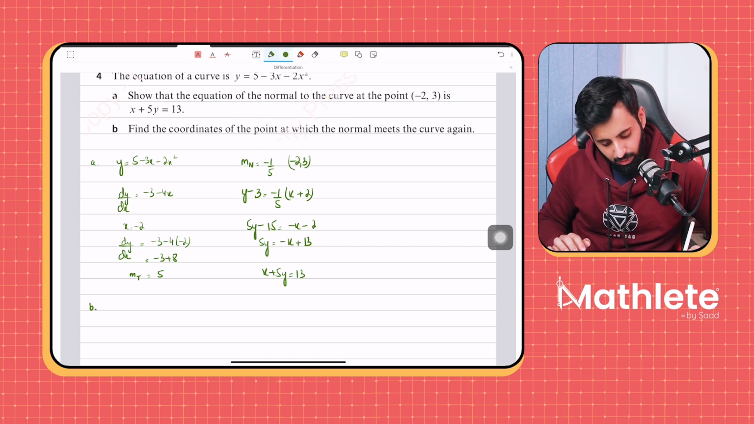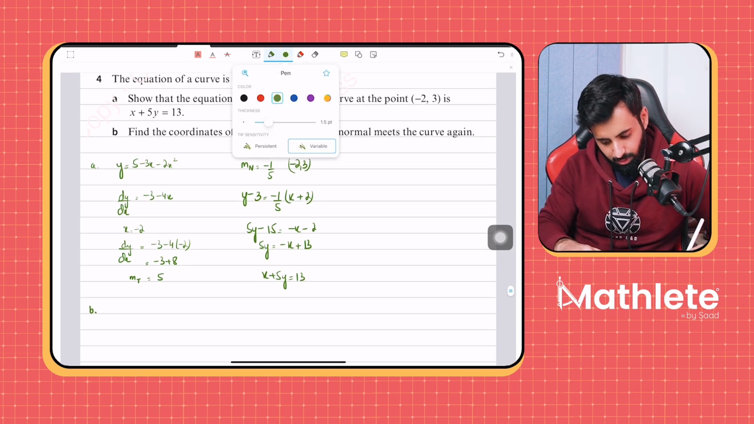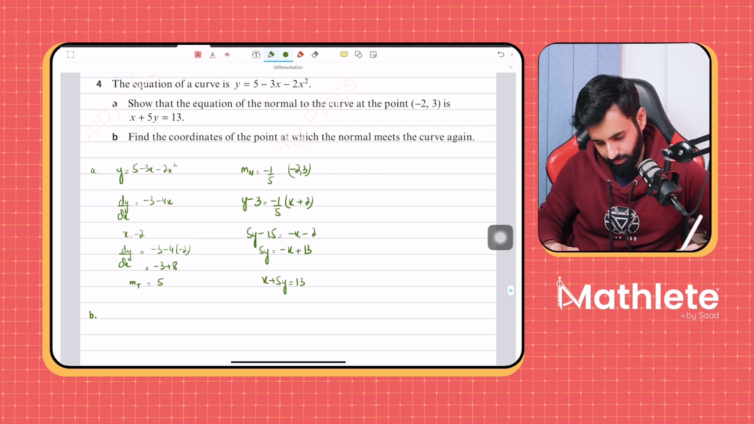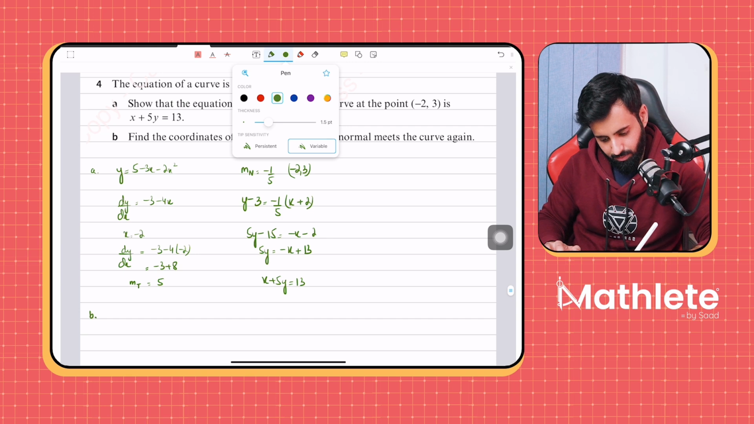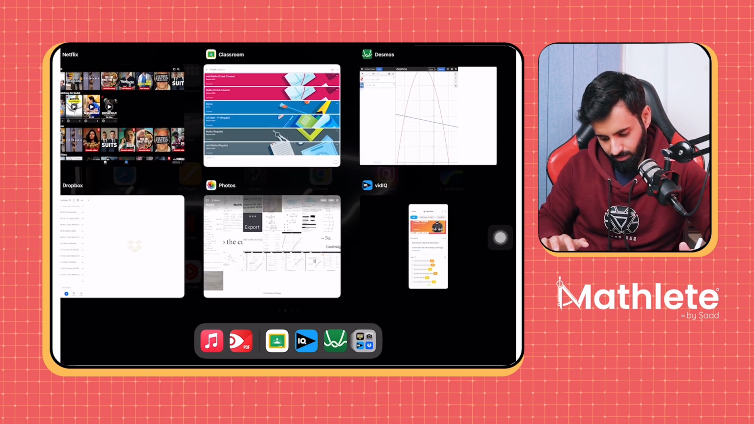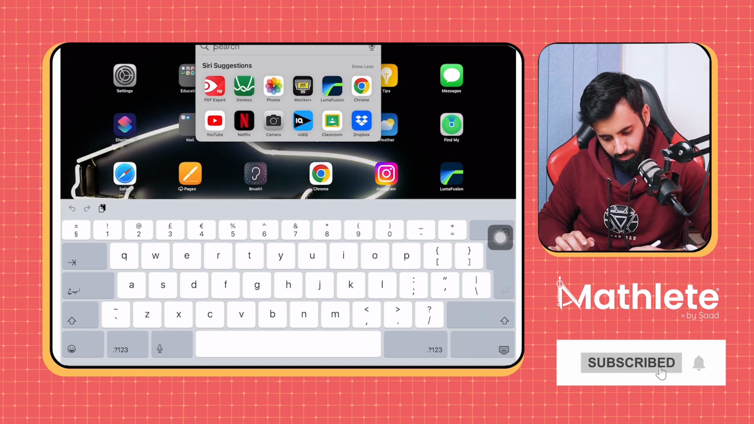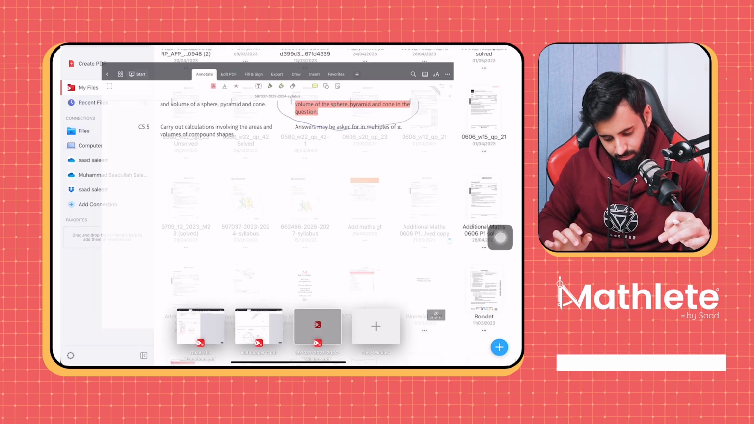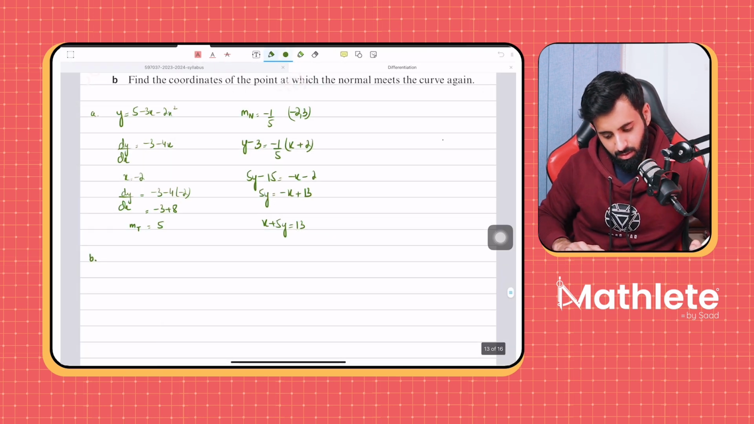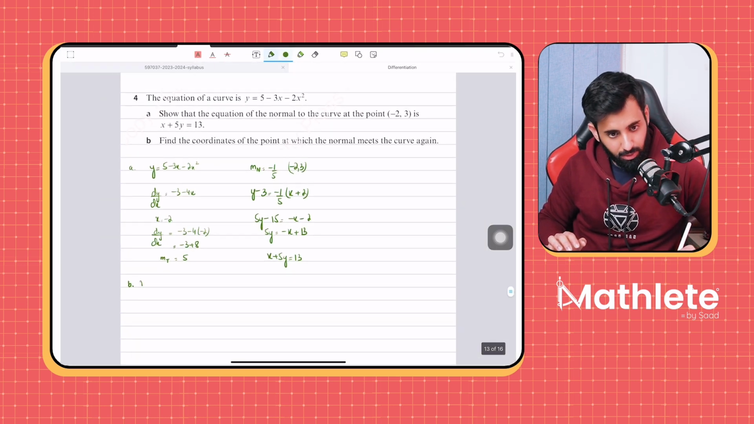You find the point of intersection by solving simultaneously. So we have x plus 5y equals 13, and we have another equation, y equals 5 minus 3x minus 2x squared.